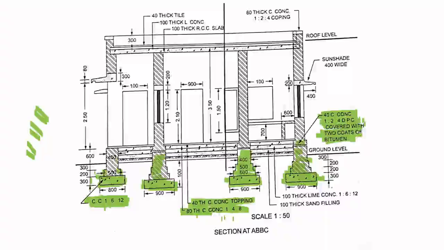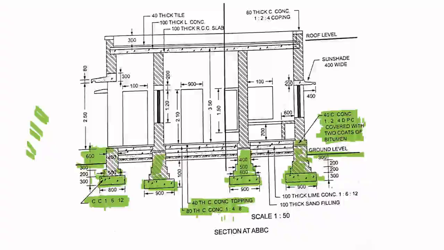Covered with 2 coats of bitumen. So in this layer you have 40 mm cement concrete 1:2:4 damp proof coating, which is covered with 2 coats of bitumen. Above that you will have a 2 coat of bitumen layer. So this is your ground level. Now see above this ground level, and between this and the floor level you have 600 mm height. This is 600 mm.